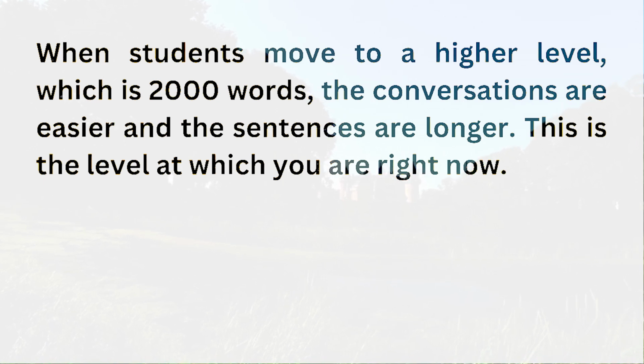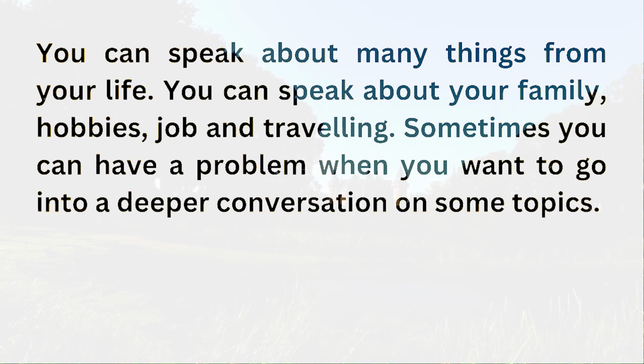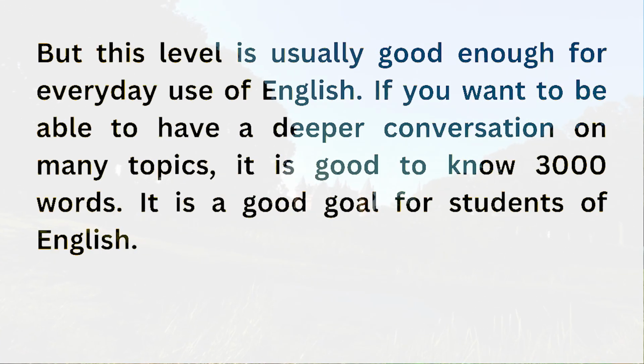When students move to a higher level, which is 2,000 words, the conversations are easier and the sentences are longer. This is the level at which you are right now. You can speak about many things from your life. You can speak about your family, hobbies, job, and traveling. Sometimes you can have a problem when you want to go into a deeper conversation on some topics. But this level is usually good enough for everyday use of English.